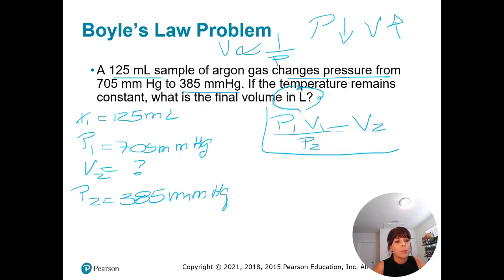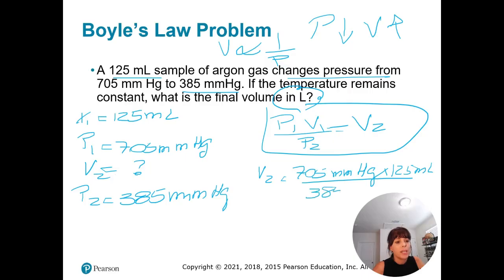So that is my formula. V2 will be: I have the pressure 1, 705 millimeters mercury, I have my volume 1, 125 milliliters, and I have my pressure 2, 385 millimeters mercury. Can you do your math, please? I can do it here. I'm going to use my calculator. I have 705 times 125, and I will divide by 385.